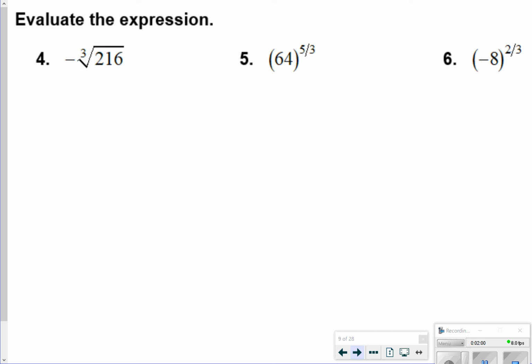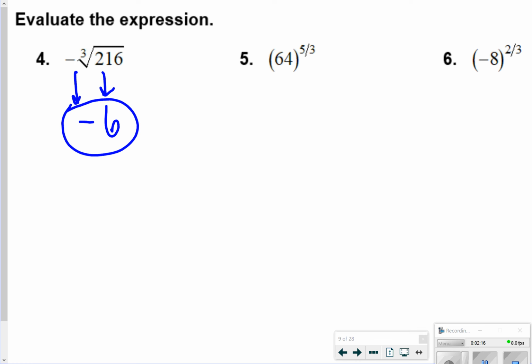The next few, we're going to evaluate the expression: the negative cube root of 216, so we're going to keep it negative. I know the cube root of 216 is 6, and then I'm just going to bring down the negative. So my answer to number 4 is negative 6.